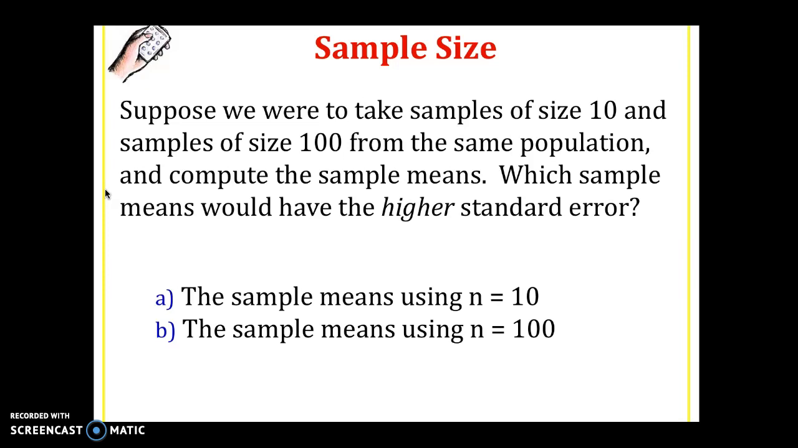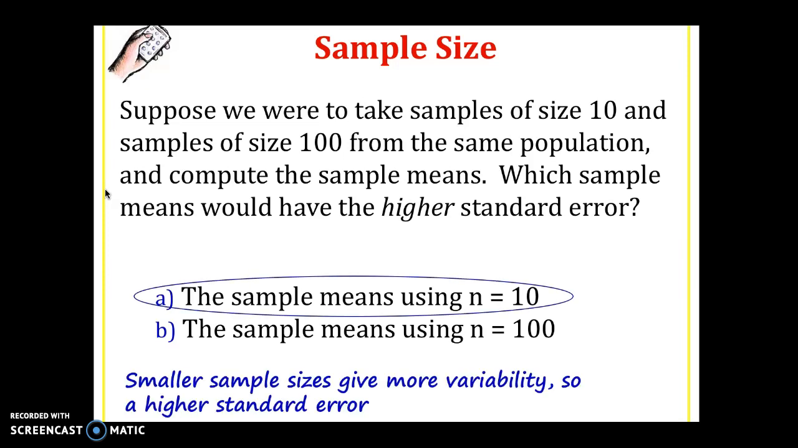Hopefully you picked A, 10. Remember we're taking many samples of size 10, but a smaller sample size gives more variability, so we get a higher standard deviation.